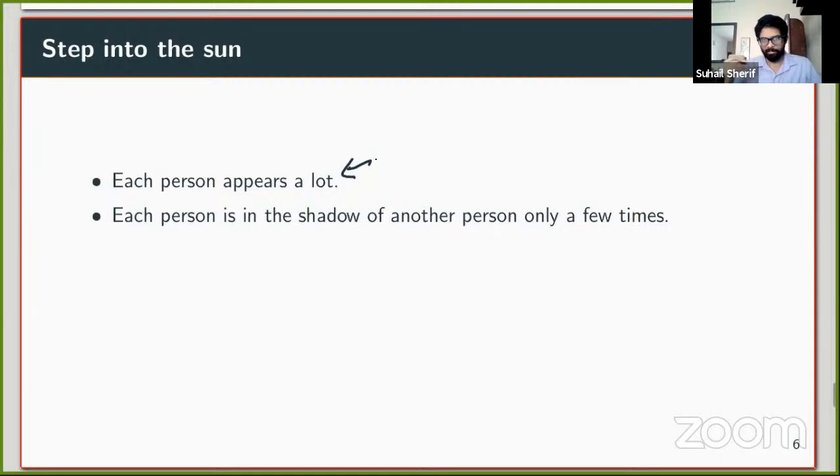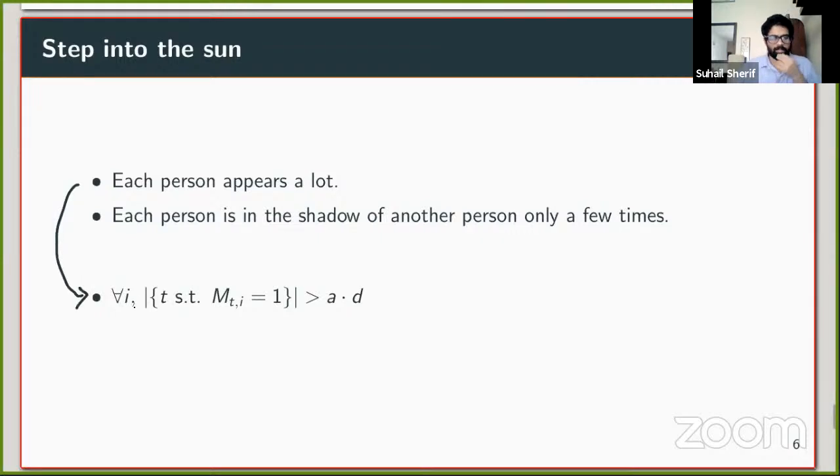So to make sure that that bad thing is not so bad, we'll also ask for a second condition. That if you look at any 2 people, that's any 2 columns, they should have ones in the same place only a few times. So let's just write these 2 mathematically. This one is saying that each person appears a lot of times. For every person, the number of tests where they appear is at least A times D. So D was our bound on the number of infected people. A is just some parameter, which we'll set later.